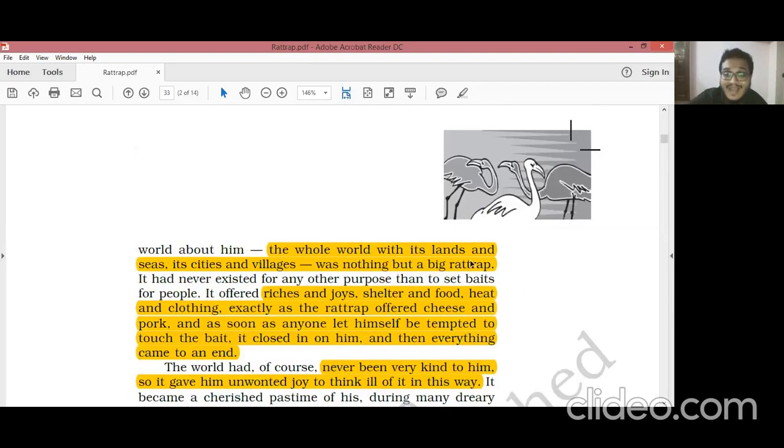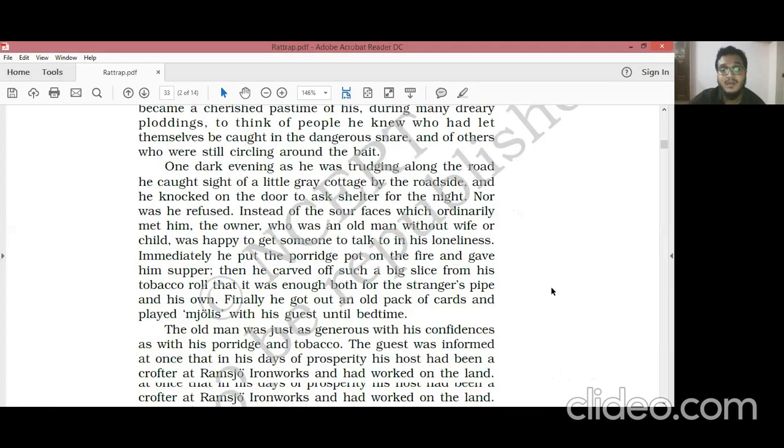The world with its lands, seas, its cities and villages was nothing but a big rat trap. These things were compared with the rat trap. Very good, Pratish. The world, village and everything is compared with the rat trap. And the rest of the things, riches, joys, shelter and food, heat and clothing, exactly as cheese and pork as bait. These are the things compared to the bait. Remember it, students.